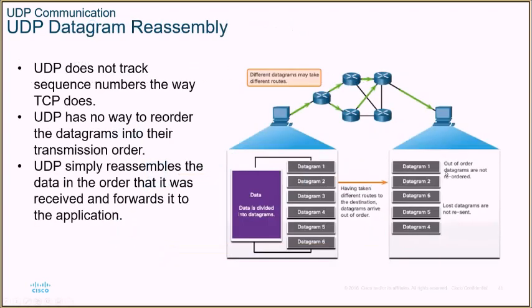It does not track sequence numbers. It has no way to reorder the datagrams in their transmission order. It simply reassembles the data in the order that it was received and then forwards it to an application. So if it's gone over a complex network and arrived in a strange order, well, that's the order it's coming to the application in. Now, that higher application might be able to reorder it, or it might not.